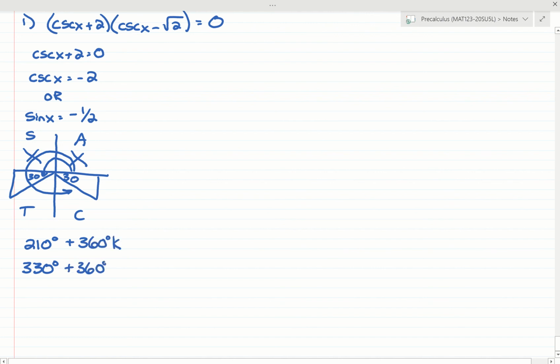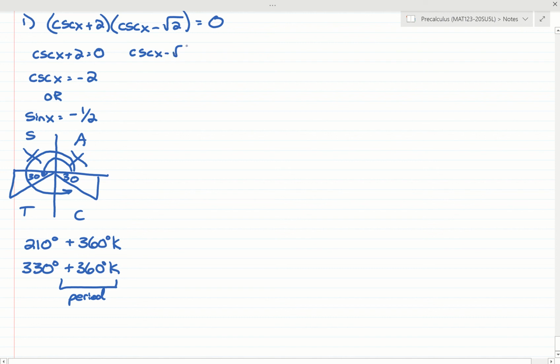What the k means is just how many periods you're looking to go past. So it's not really a big deal. We're adding the period just to say that we would get -1/2 at 210, or 210 plus 360, or 210 plus 2 times 360. That's what that means. If you're looking for all values, you write plus the period. Now let's do this other piece.